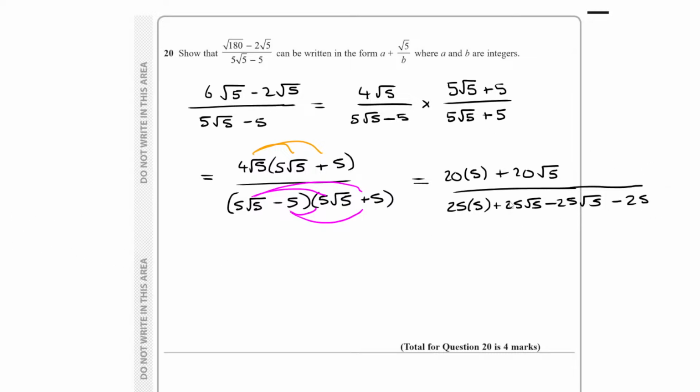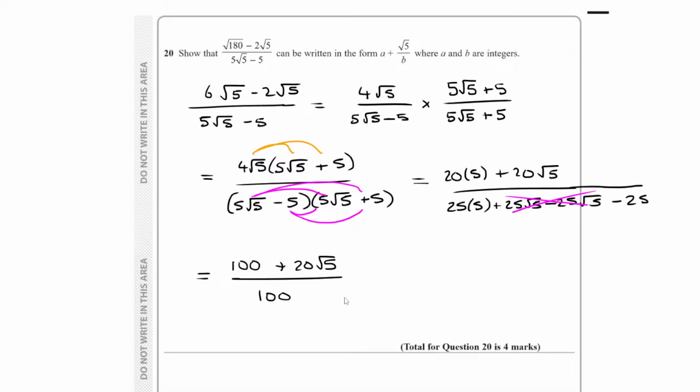But do you see how the whole point is that those cancel out, become 0, and then do you see how the rest of the numbers in the denominator are no longer surds? Which is what we want. We want to rationalize it. We don't want a surd in the denominator. So the numerator is 100 plus 20 root 5, and the denominator is 125 minus 25, which is 100.